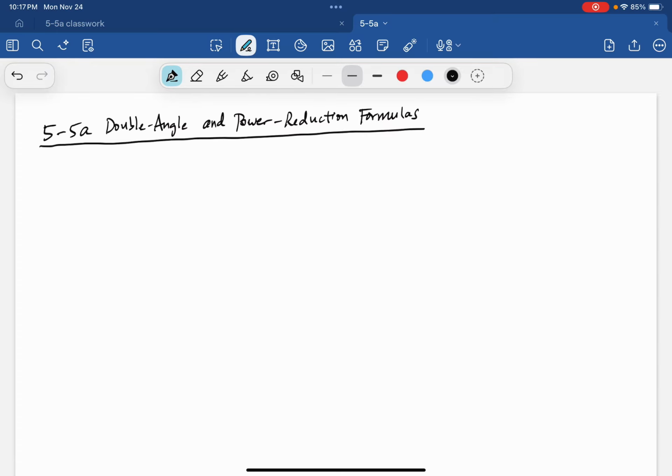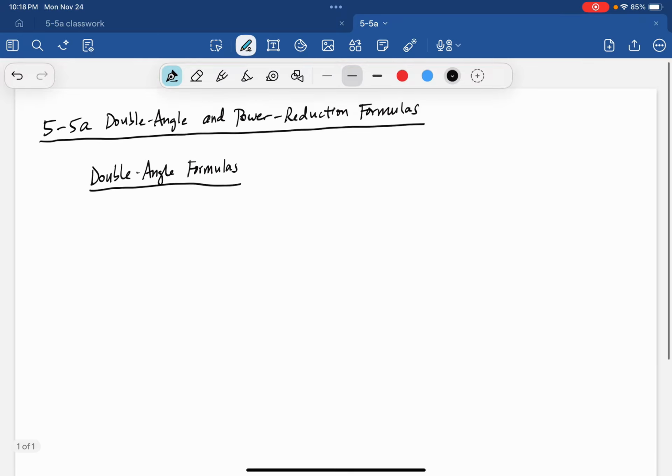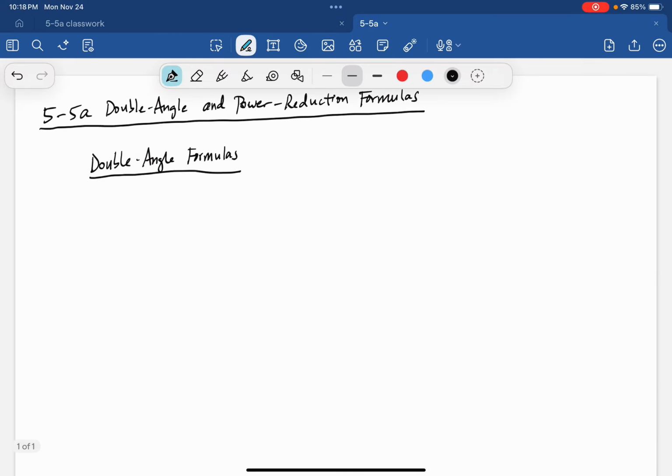Okay, so in this lecture we're going to go over two groups of formulas that we do need to memorize. The first of which are the double angle formulas, and the second of which are the power reduction formulas. So let's start with double angle formulas. The good news is that these formulas are very easy to memorize because they are very straightforwardly derived from our addition formulas. Okay, and I'll explain how.